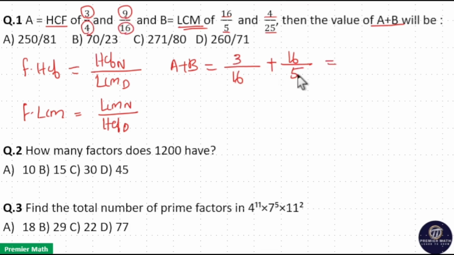So solve it. 16 into 5 is 80. 80 is the LCM. Now 16 goes 5 times in 80, so 3 into 5 is 15. And here 5 goes 16 times in 80, so 16 into 16 is 256. Now this is equal to 271 divided by 80. Option C is your answer.